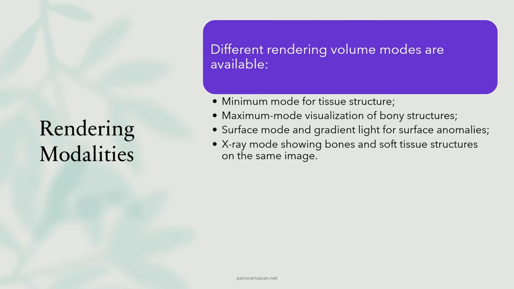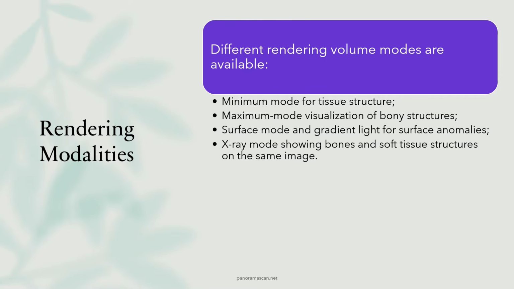On the other hand, maximum mode is excellent for visualizing bone structures. By displaying the highest intensity values, this mode ensures that denser structures like bones are highly visible. It's ideal for assessing the skeletal system and identifying any skeletal abnormalities, such as bone fractures or developmental issues.